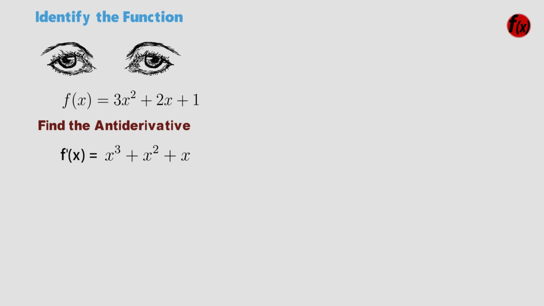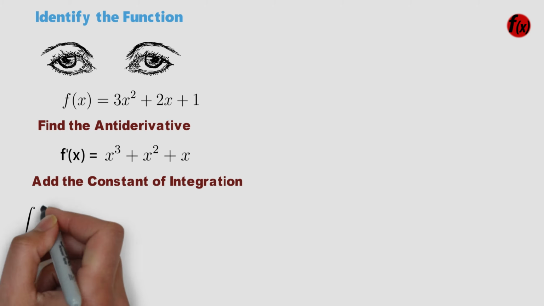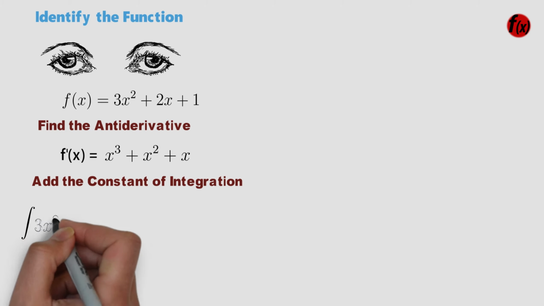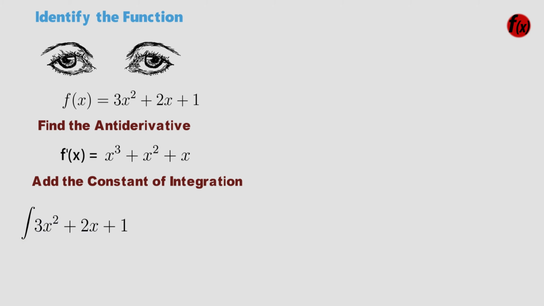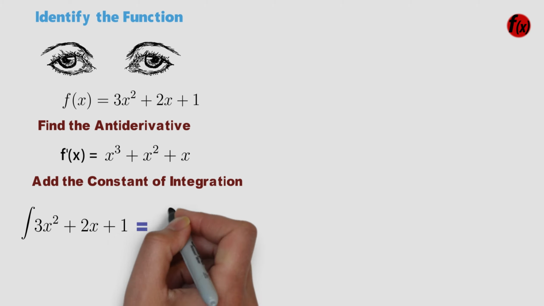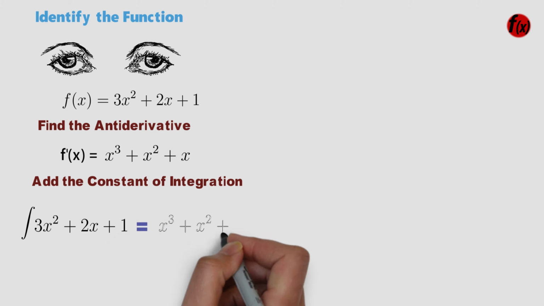Step 3. Add the constant of integration. Remember, when you differentiate a constant, you get 0. So, when you integrate, you need to add a constant c to account for all possible antiderivatives. This constant is called the constant of integration. So the indefinite integral of 3x squared plus 2x plus 1 is x cubed plus x squared plus x plus c.